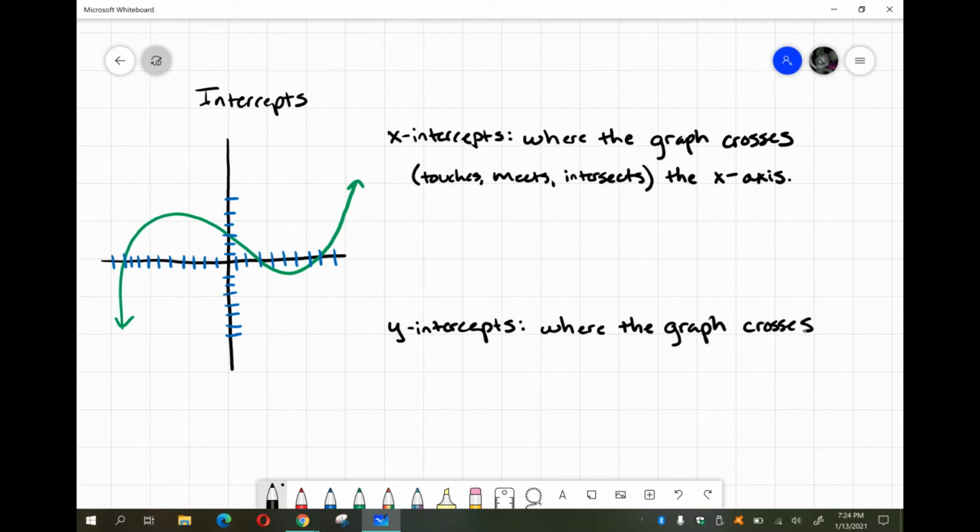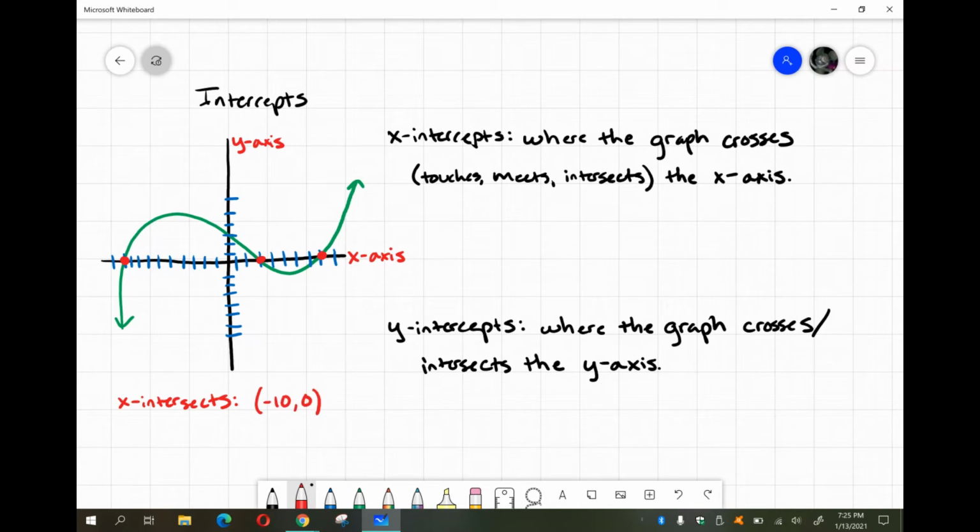So we need to remember that the x-axis goes left and right, and the y-axis runs up and down. So looking on the x-axis, I'm looking for where the graph, the green line, hits the x-axis. So in this situation, I would say that we have three x-intercepts. We have an x-intercept at -10, 0, at 3, 0, and at 8, 0.